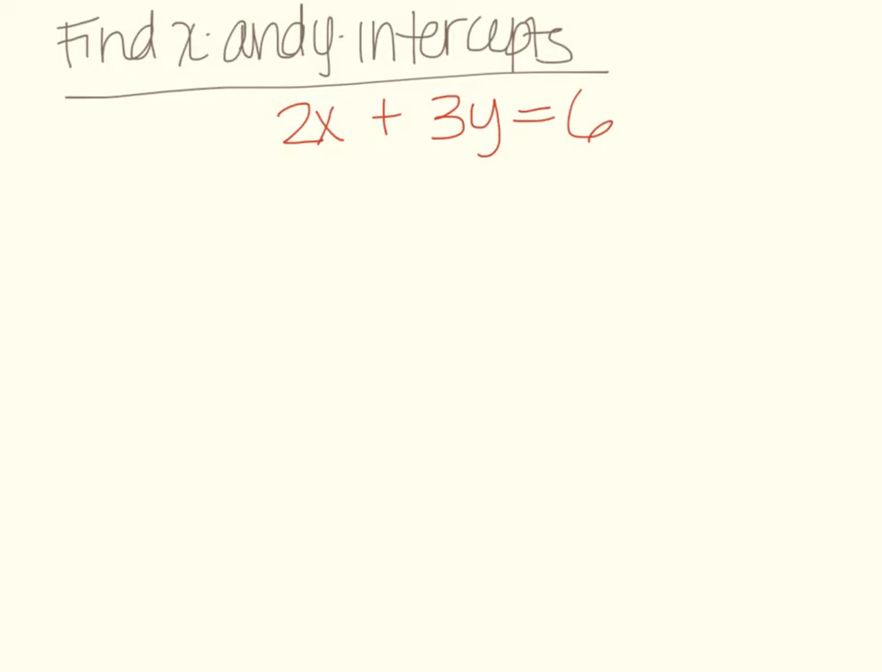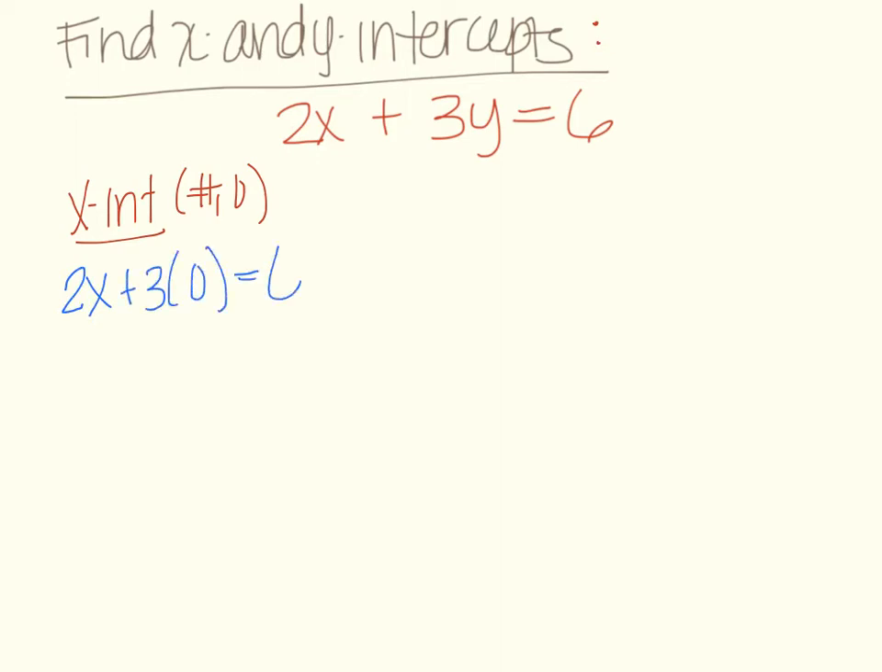So I want to find the x and y intercepts of the following equation. 2x plus 3y equals 6. So all we're going to do is I'm going to find the x-intercept first. And remember, this is always going to be a number, comma 0. And since I know that y is always 0, what I'm going to do is plug in 0 for y. So I'm going to rewrite this as 2x plus 3 times 0 equals 6.